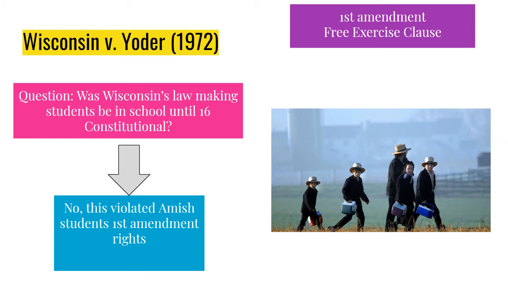Amish students' rights. The Supreme Court basically ruled that Wisconsin wasn't able to prove that making students go beyond the eighth grade until the age of 16 was going to give society that much of a benefit that it was worth infringing upon the religious rights of this Amish community.